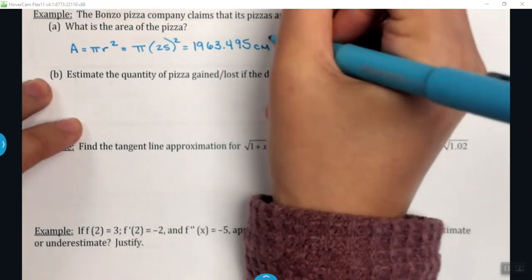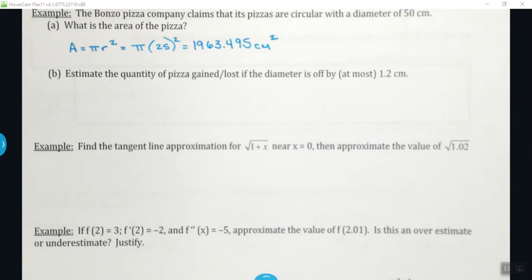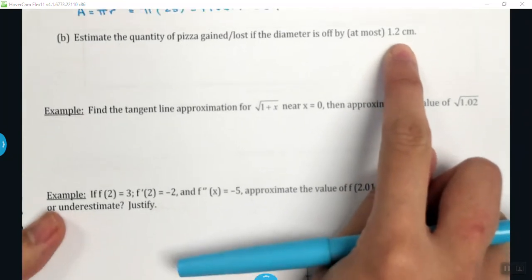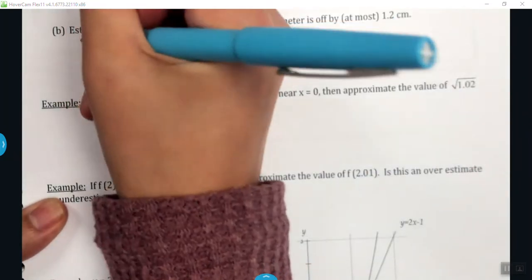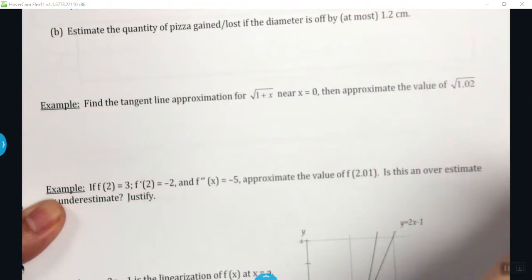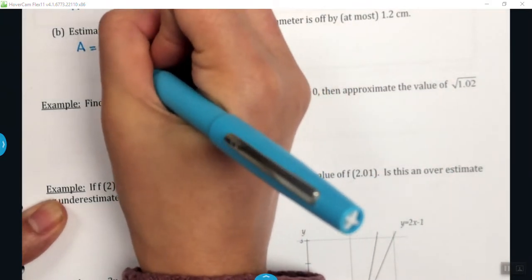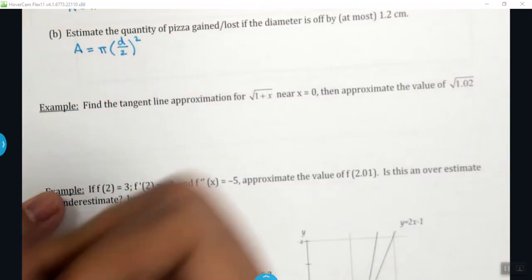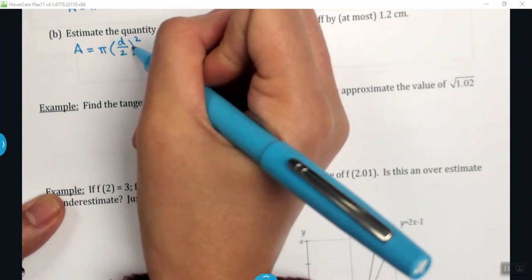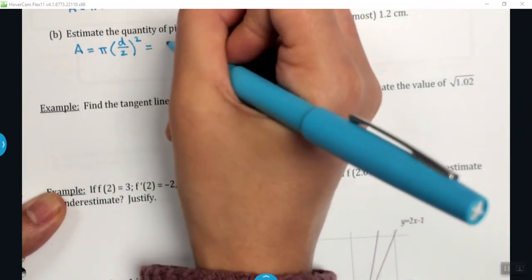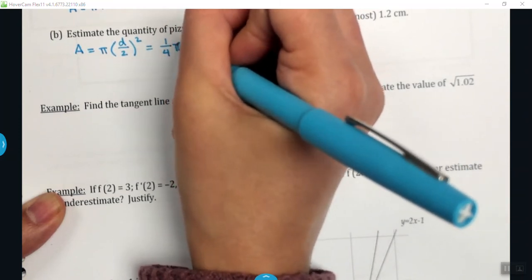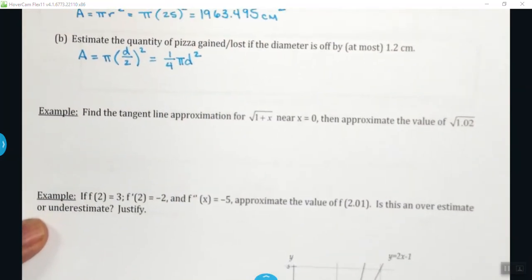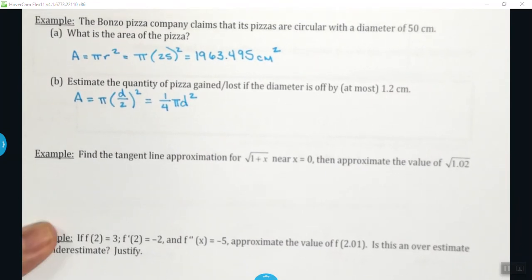Centimeters squared. Estimate the quantity of pizza gained or lost if the diameter is off by at most 1.2. So what we can do is make this area equation in terms of diameter. A equals pi times diameter divided by 2, squared, and then make this 1/4 pi d squared. Everybody good with that?